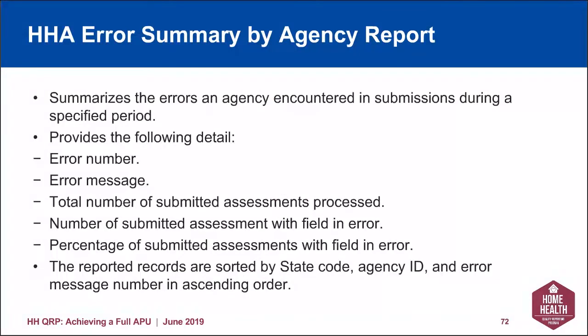Let's take a look now at the error summary by agency report. This will summarize the errors you encountered in your submissions during a specified period, and it breaks that down in the following detail: by error number, error message, total number of submitted assessments processed, the number of submitted assessments with a field in error, and the percentage of submitted assessments with a field in error. The reported records will be sorted by your state code, agency ID, and error message number in ascending order.